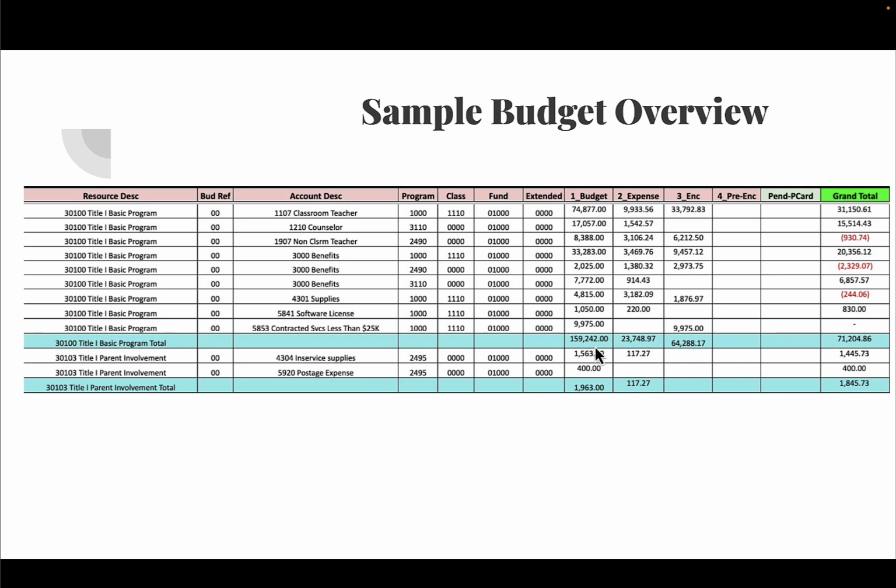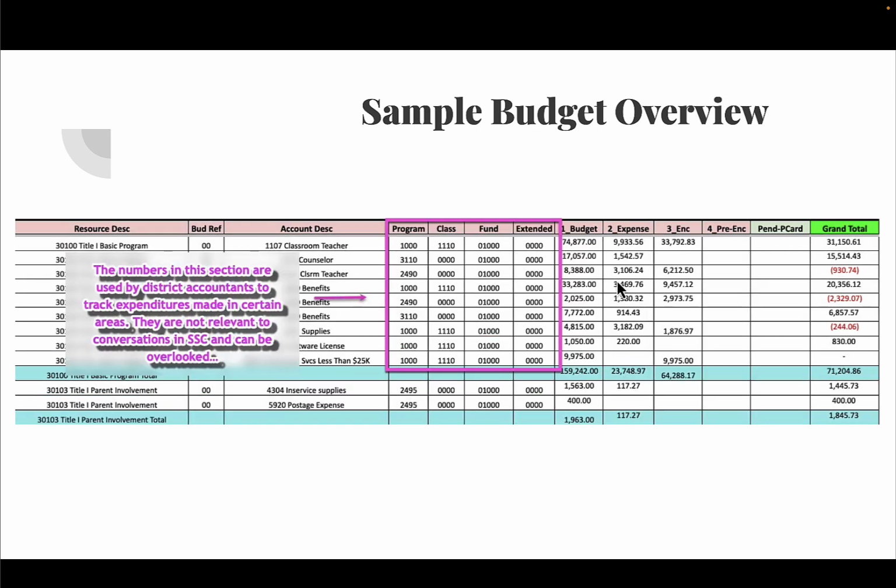In this document, you can see different key aspects of what's happening in current real time of the budget. It's important to note that these numbers in the middle here, program, class, fund, and extended, they're used by district accountants to track expenditures on an organizational scale, and they're really not relevant to the actual work of an SSC. So we recommend deleting these columns or looking past these, because sometimes they can cloud our ability to understand the budget because it's just so much information.